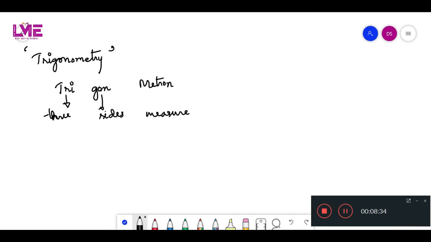So in this chapter, or in this video, we will study some ratios of the sides of a right angle triangle with respect to its acute angles, called trigonometric ratios of the angle. So here, all the concepts of trigonometry are based on the right angle triangle. When you take a right angle triangle, there is always an angle which is 90 degrees.